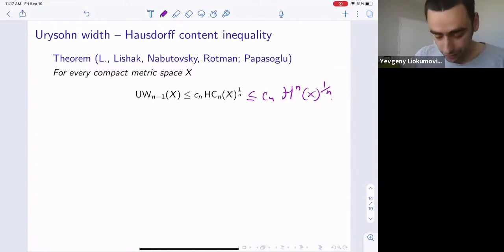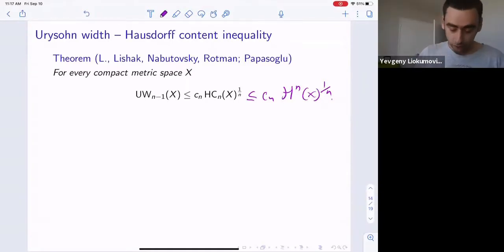And instead of the Hausdorff content of the whole set, we look at the Hausdorff content of balls of some fixed radius. And then we also get a bound on the Urysohn width. But that statement is a little bit more technical. So if there is interest, I could describe it, but I wanted to first try to describe and motivate this result.